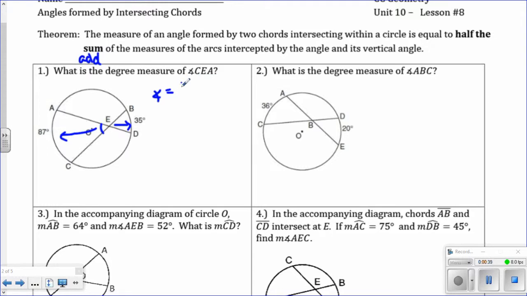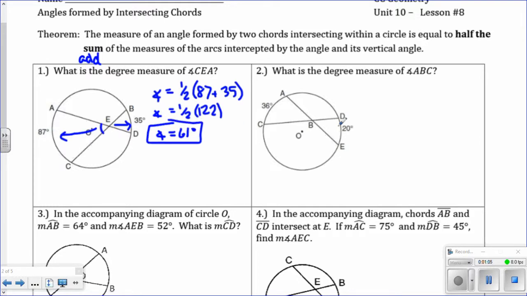So the angle is half of the sum of the 87 degrees and the 35 degrees, those intercepted arcs. Using PEMDAS, we have to add together the 87 and 35 because it has parentheses, and you get 122. And half of 122 is 61 degrees.